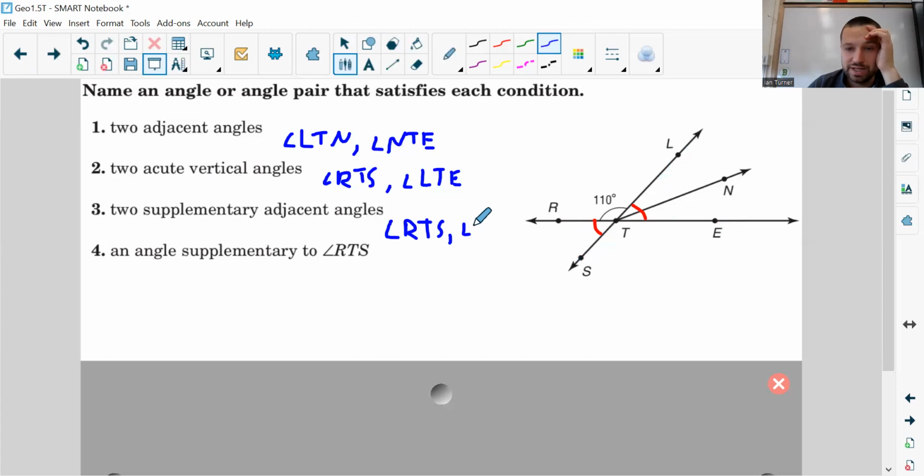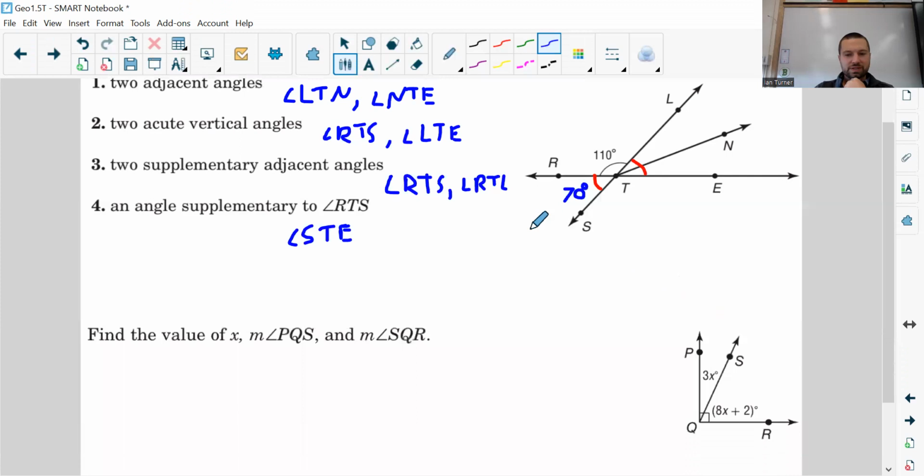Let's use RTL. Okay, those add up to 180. RTL is 110. So that means RTS has to be 70, right? They've got to add up to 180. Okay, so that's how it looks for number 3. Number 4, an angle supplementary to RTS. Well, we already named one, RTL. We could name the other one, which is STE. Those would be supplementary.